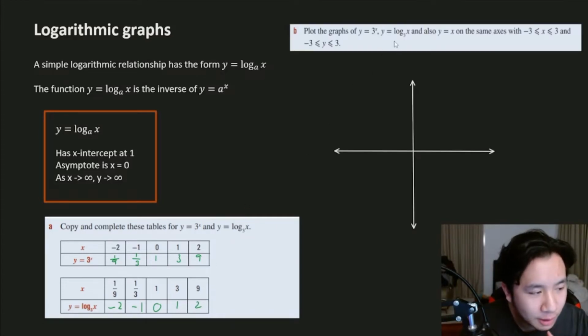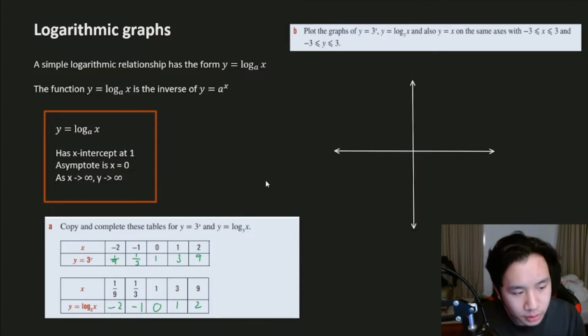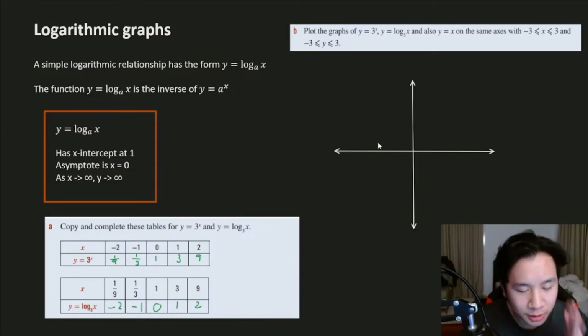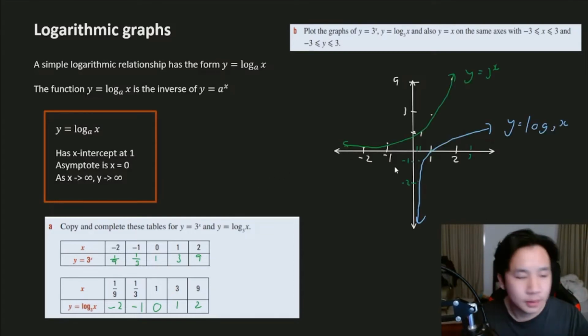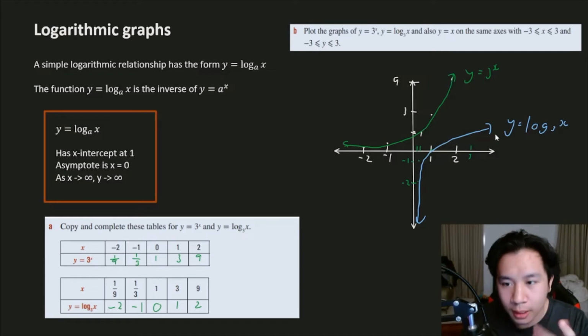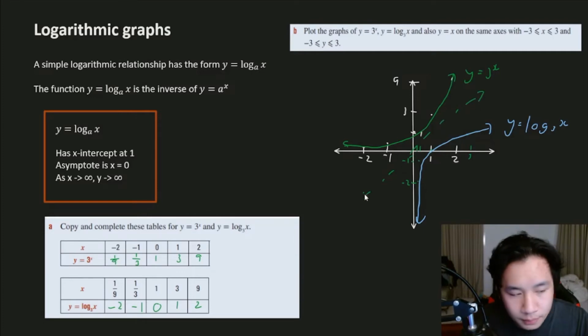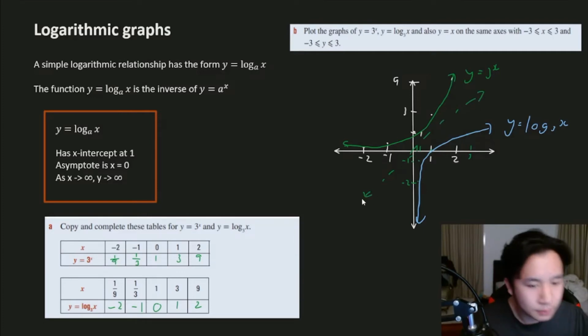Here I'm asked to plot the graph, and it's very easy to do. You just plot these numbers like you usually would. I'll just quickly go through it. I'm not going to show you how to do this, but I'm just going to plot it. So this is what your graph should look like. You can see that it's kind of right because they're flipped on y equals x, and so it looks good.